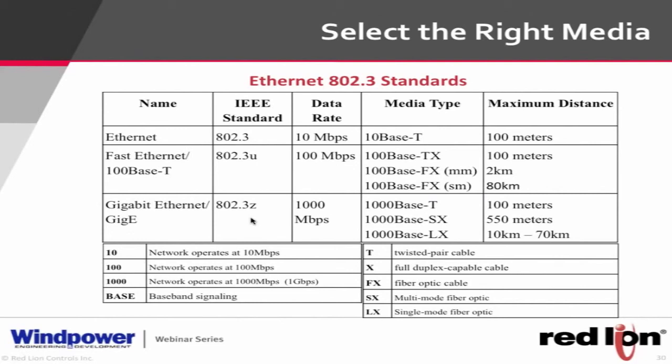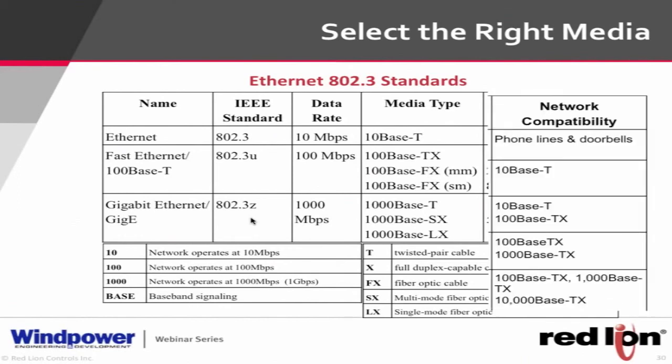So again, we didn't really change the distance on the copper. We can still only go 328 feet or 100 meters. But with the SX and LX, it would be short haul or long haul. So SX would be multi-mode, and you can go up to 550 meters. If we went with the long haul or the single mode fiber, then we would look at going 10 kilometers to 70 kilometers.